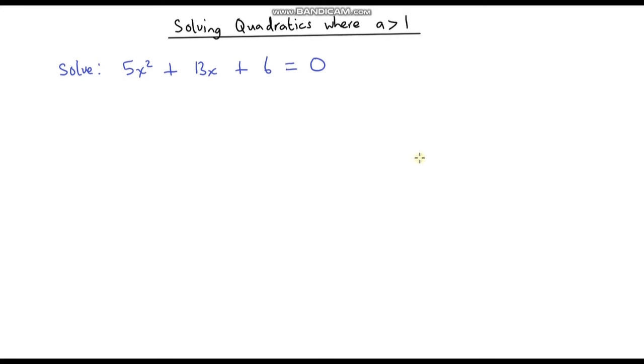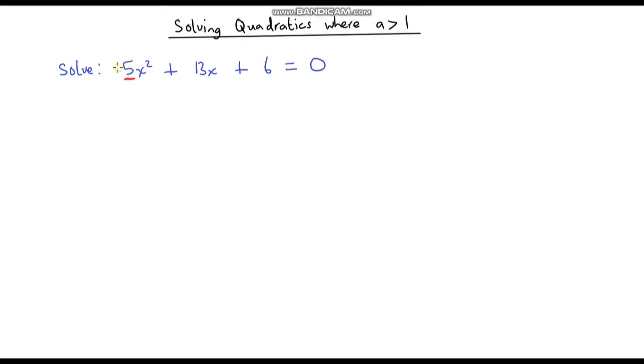Hello and welcome to a video on solving quadratics where a is greater than 1. And what I mean by a is just the coefficient on the x squared term. So the first step in solving these types of quadratics is to firstly factorize. Now if you haven't already, I really encourage you to go back and watch my video on factorizing quadratics where a is greater than 1 before we carry on with solving this equation.